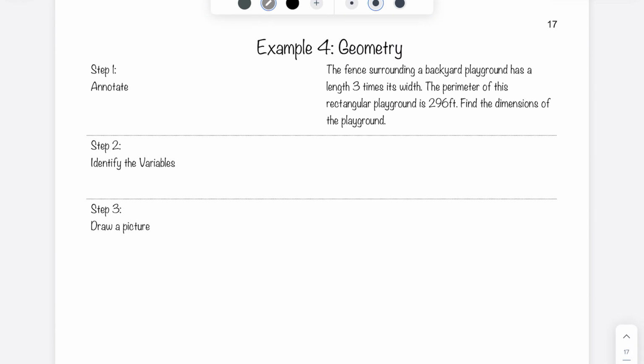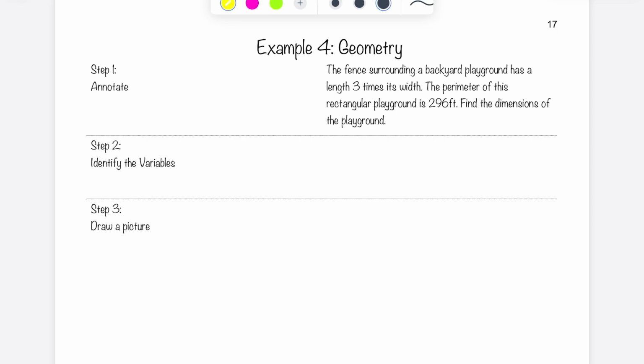All right, let's look at a geometry problem. Geometry problems are going to be a little bit different because after we identify the variables, we're not setting up an equation or setting up a table. We're just drawing a picture of what they've described. So we're going to start with annotating it.